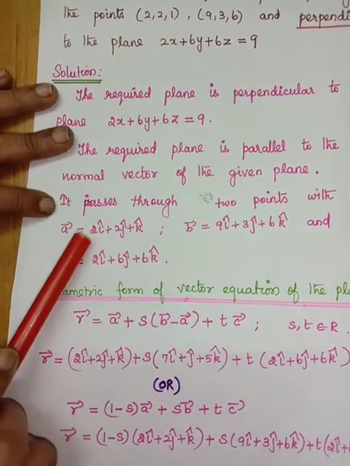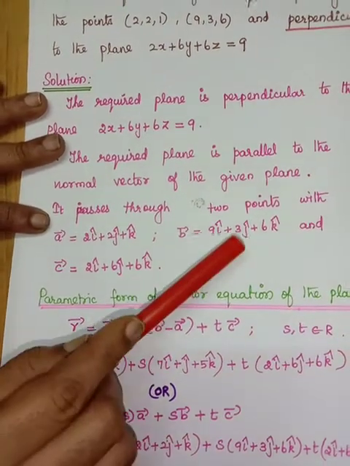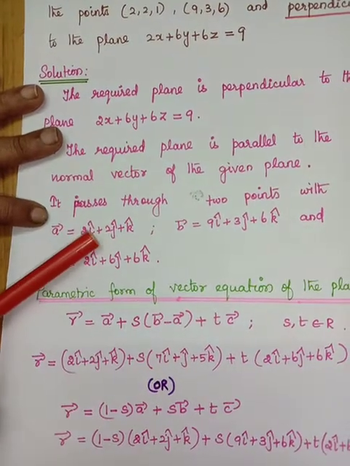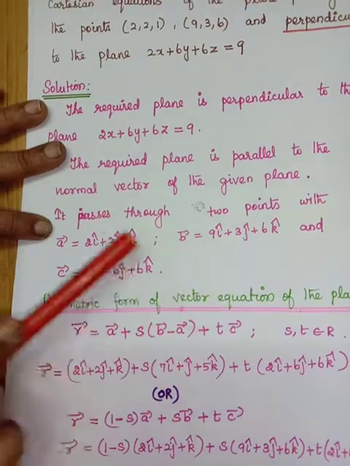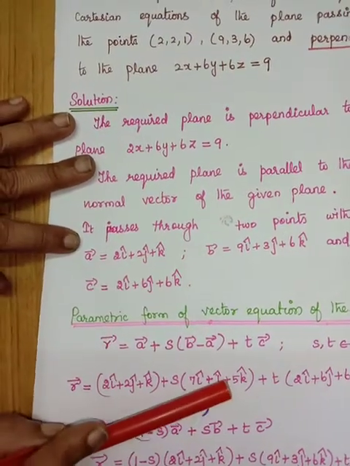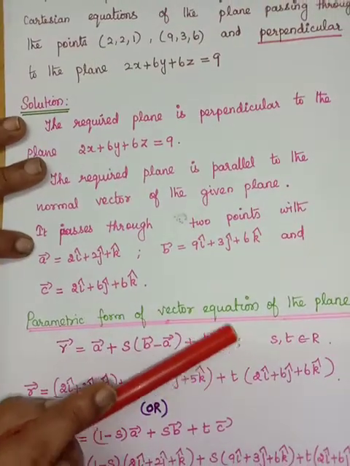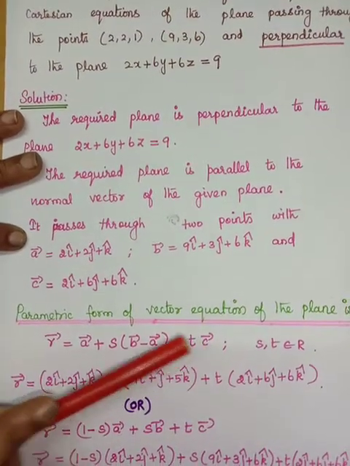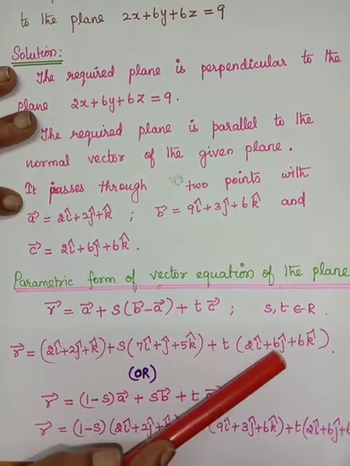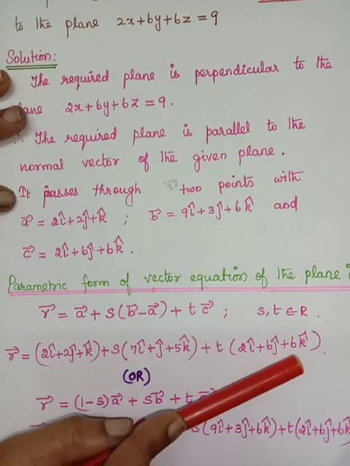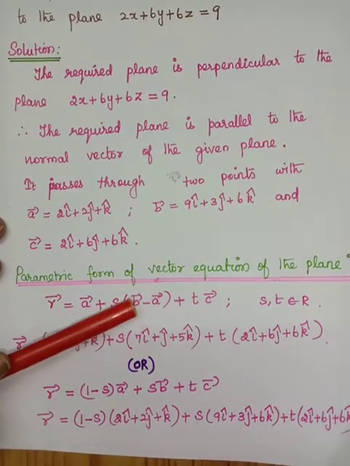So 9 minus 2, what is it? 7. So it is 7i cap. Next one, 3j cap minus 2j cap, that is j cap, plus 6k cap minus k cap is 5k cap. Okay, plus t into, this is the c vector, parallel vector. What is the parallel vector to the required plane? This is 2i cap plus 6j cap plus 6k cap. So if you use this formula, you have to find b vector minus a vector.